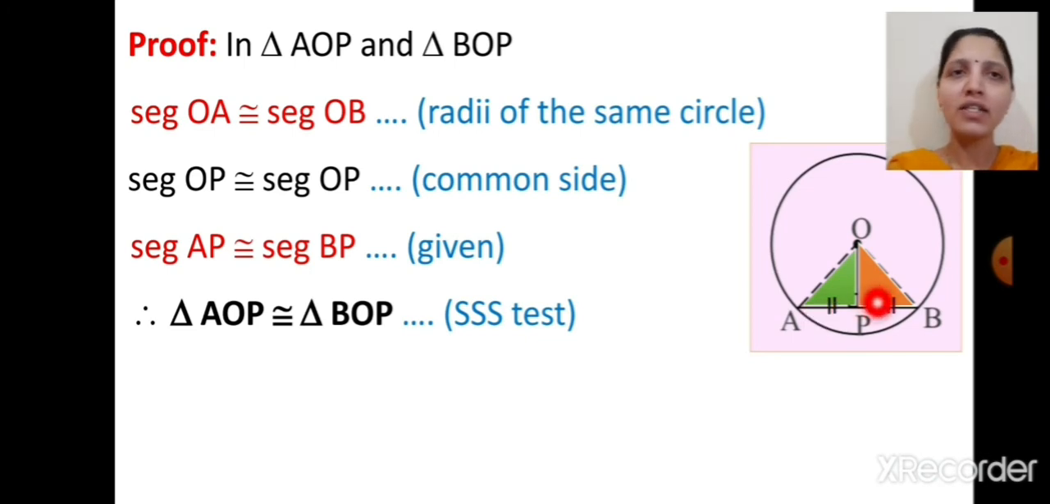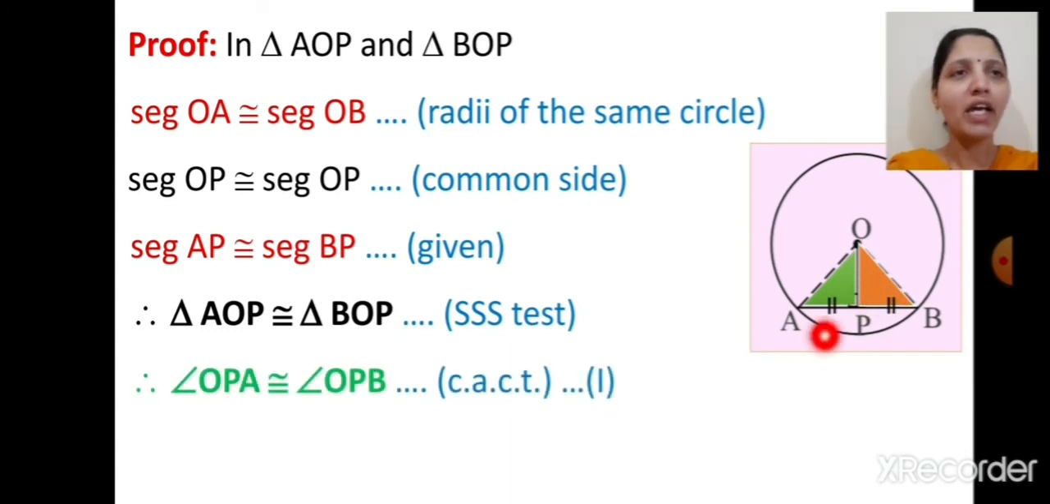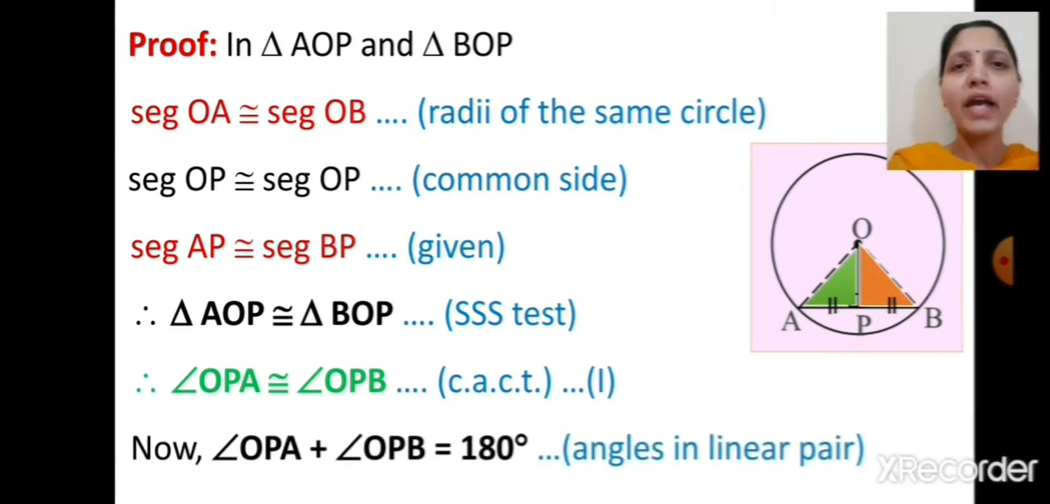Now these two triangles are congruent, so their corresponding other components must be congruent. Okay, so we can write here angle OPA is congruent to angle OPB. Yes, corresponding angles of congruent triangles. Write this as equation 1. Okay. Now angle OPA plus angle OPB is equal to 180 degrees because these two angles are in a linear pair and we know that linear pairs are supplementary.